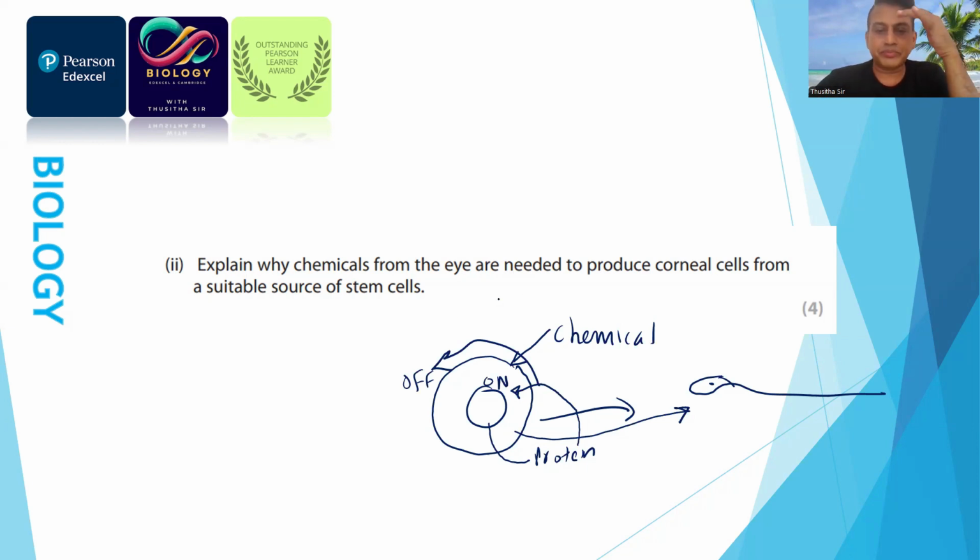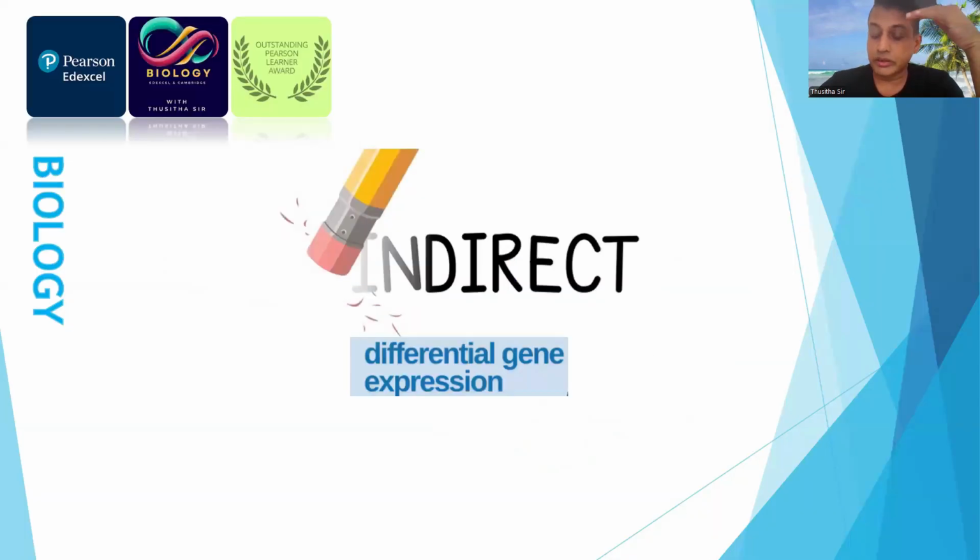Now, for example, if you see this in the exam: why are chemicals from the eye needed to produce corneal cells from a suitable source of stem cell? This doesn't show any hint that you have to write the differential gene expression theory. So you have to practice, and you have to keep in mind that differential gene expression usually carries several marks. Always look: okay, 4, 5 marks, is it differential gene expression? Double check, and then you can write differential gene expression, because it is asked indirectly.